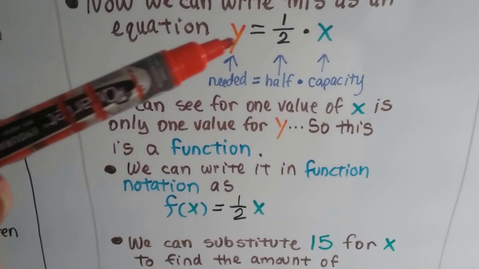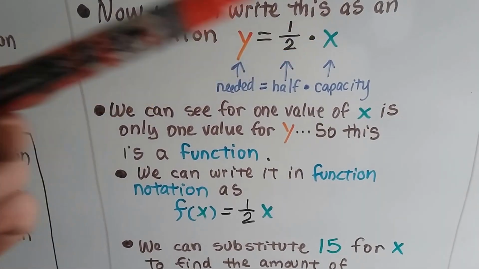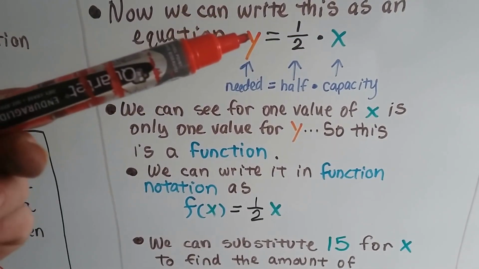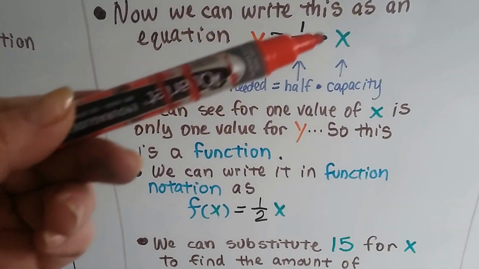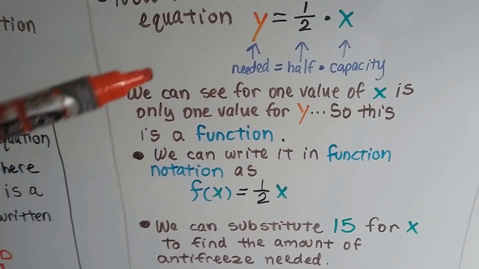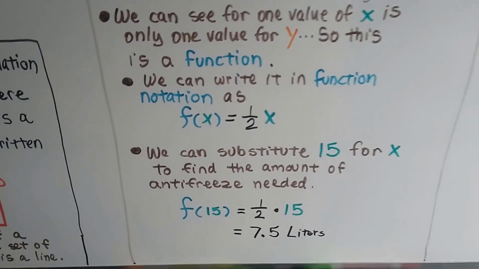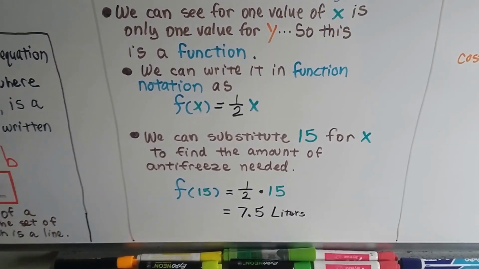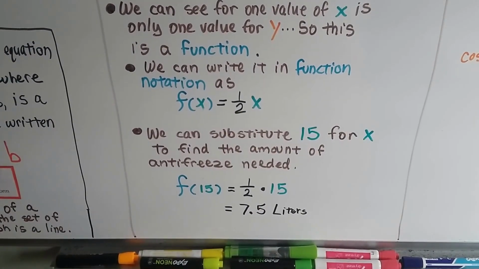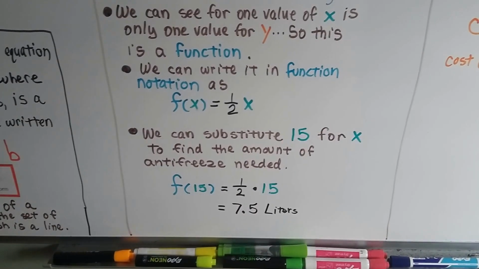Now, if you don't see right away that it's a function, try plugging some values in, starting with 1 for x. Half times 1 is a half. If x were 2, it would be 2 times a half, which is 1, and you'd see that for each value of x there is one value of y. Make a little function table to help yourself. And we can substitute the 15 for the x here to find the amount of antifreeze needed. So we would need half times 15, or 7.5 liters. See?